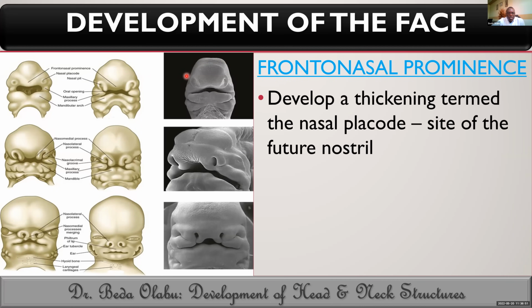This frontonasal prominence develops a thickening at the inferolateral aspects of the swelling. That thickening is a thickening of the ectoderm. The ectoderm on this surface thickens. That thickening is known as the nasal placode. The nasal placode represents the site of the future nostril. That hole that leads to the nasal cavity is the nostril.